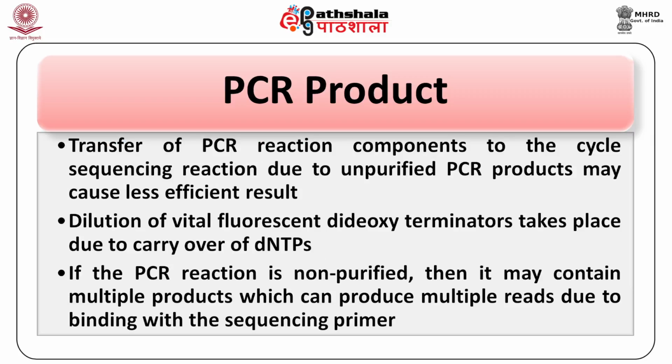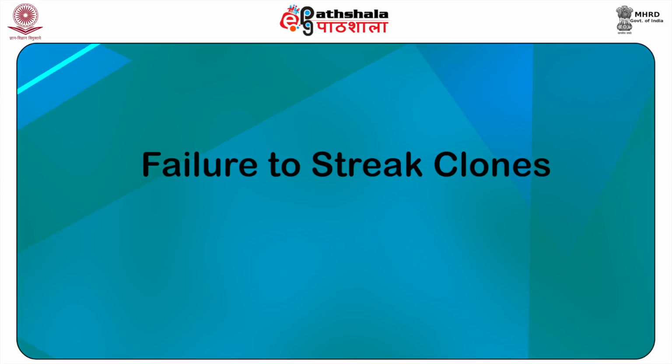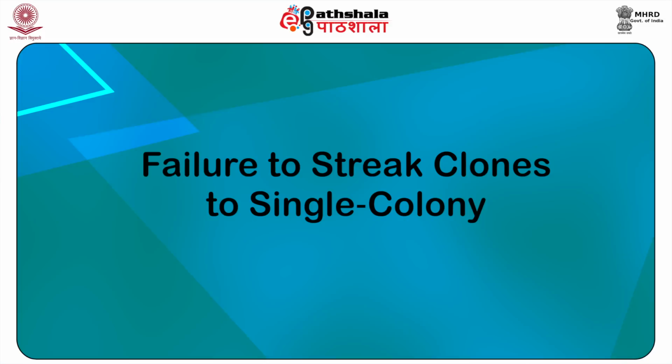Transfer of PCR reaction components to the cycle sequencing reaction due to unpurified PCR products may cause a less efficient result. Dilution of vital fluorescent dideoxy terminators takes place due to carryover dNTPs. If the PCR reaction is non-purified, then it may contain multiple products, which can produce multiple reads due to binding with the sequencing primer. Failure to pick a clone from a single colony can also cause this, due to an unexpected primer binding site.